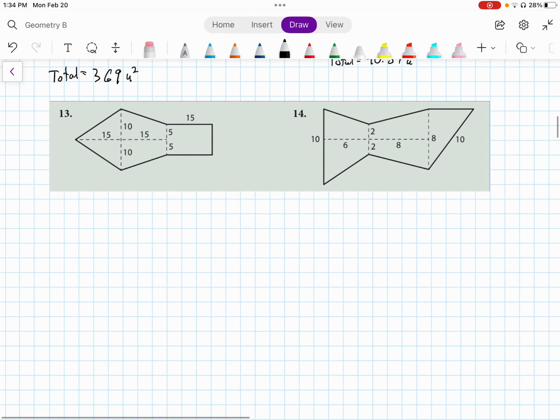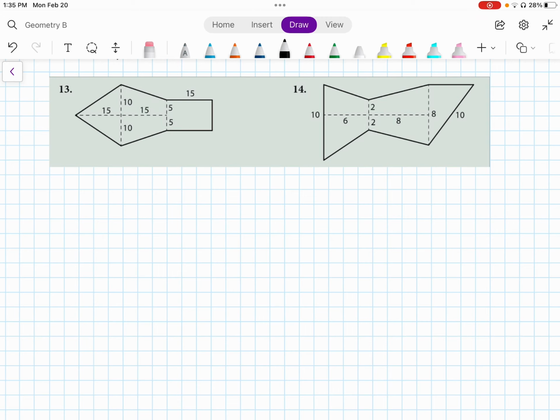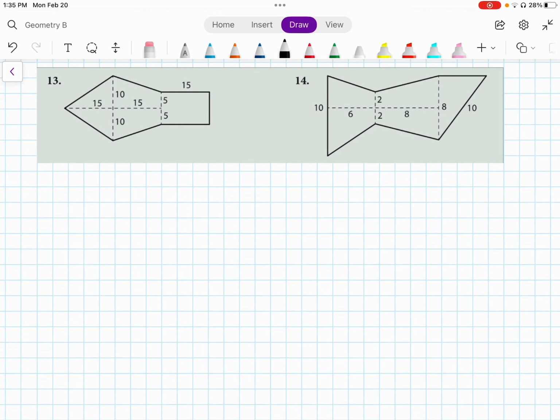For 13 and 14, we are still finding the area. We need to break these up into a few different shapes here. So for number 13, I think the easiest way, and there's different ways to do these, I'm going to look at this yellow triangle, because I think I know the base and height of those. And then we have a trapezoid. And then lastly, we have this rectangle. So let's go ahead and find those.